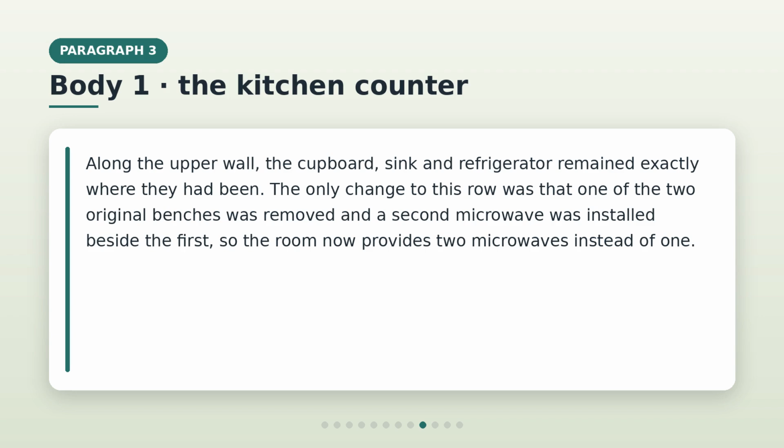Body 1, the kitchen counter. Along the upper wall, the cupboard, sink, and refrigerator remained exactly where they had been. The only change to this row was that one of the 2 original benches was removed and a second microwave was installed beside the first, so the room now provides 2 microwaves instead of 1.